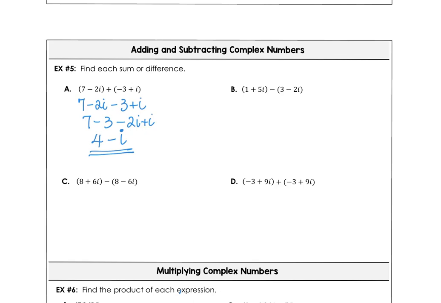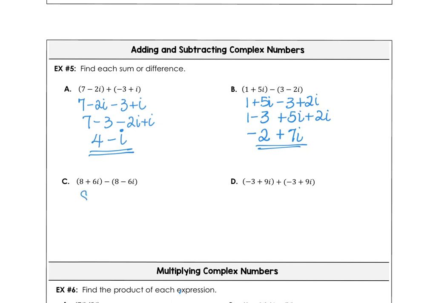In letter B, we have 1 plus 5i minus 3 minus -2i. So let's add 1 minus 3 and 5i plus 2i. So we're ending up with the real part, -2, plus 7i. We always write the real part first and the imaginary part second to be in standard form.